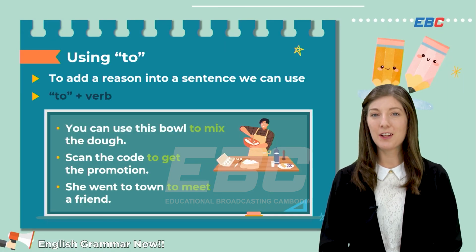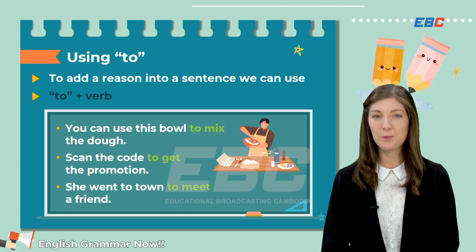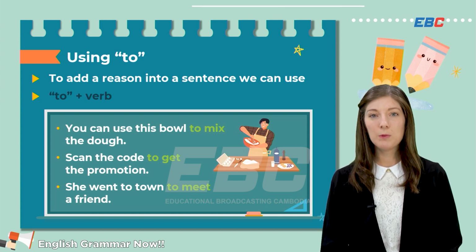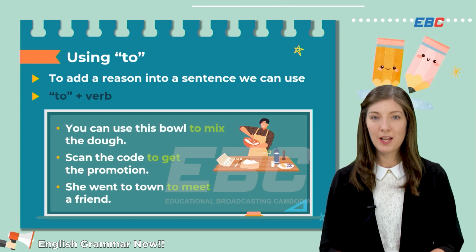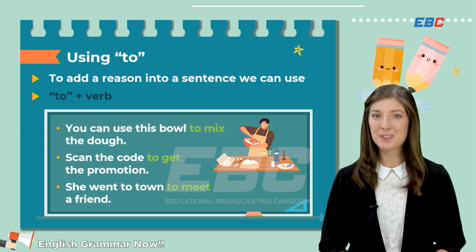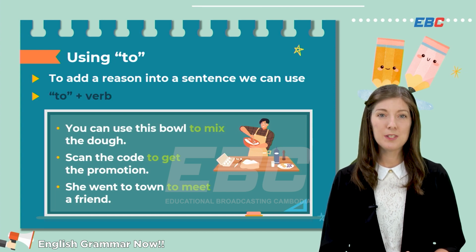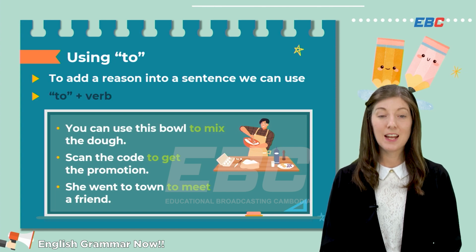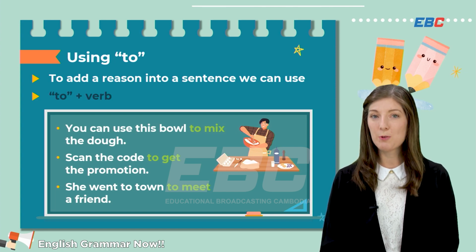Let's start by talking about the preposition to. One of the ways that we can use this preposition is to add a reason into our sentence. To do this, we will use the preposition to and then a verb after it. Here's some examples. You can use this bowl to mix the dough. Scan the code to get the promotion. She went to town to meet a friend.